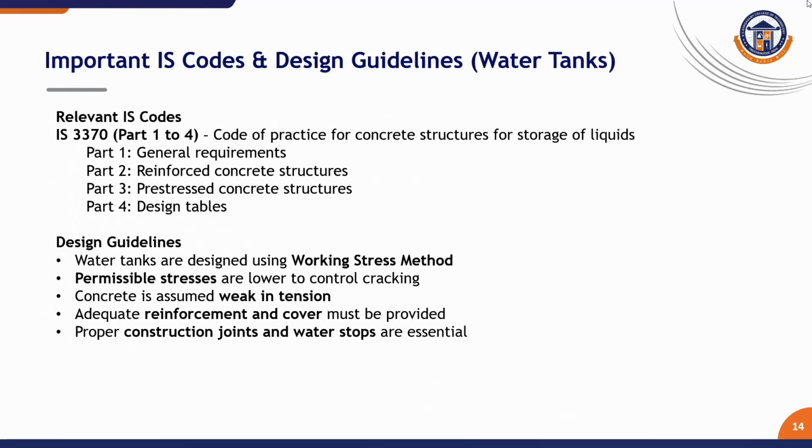Some important IS codes and design guidelines relevant to water tank design. IS 3370, parts 1 to 4, is the code of practice for concrete structures for storage of liquids. Part 1 covers general requirements, part 2 reinforced concrete structures, part 3 pre-stressed concrete structures, and part 4 the design tables. Some design guidelines: water tanks are designed using the working stress method. Permissible stresses are kept low to control cracking. Concrete is assumed weak in tension, and adequate reinforcement cover and water stops are essential.